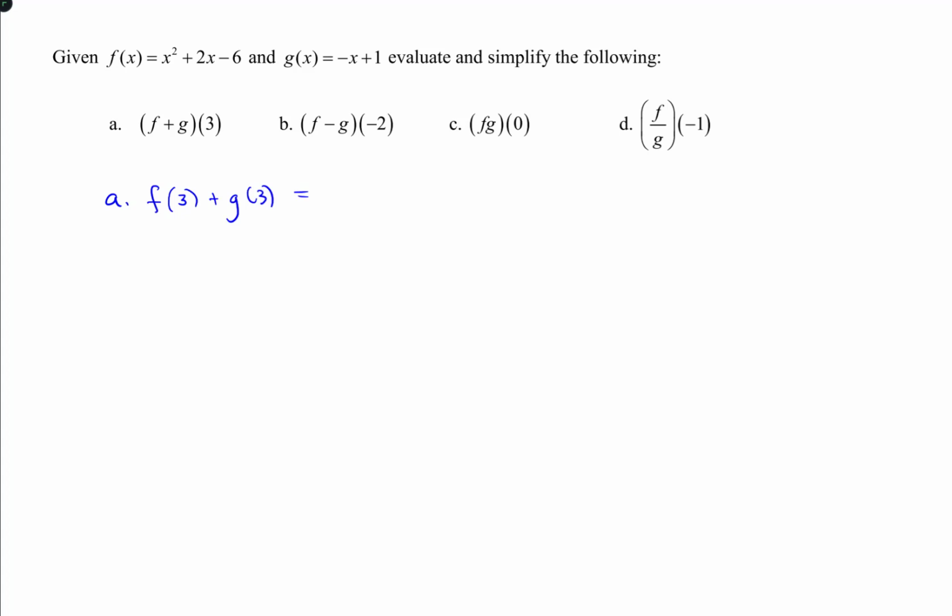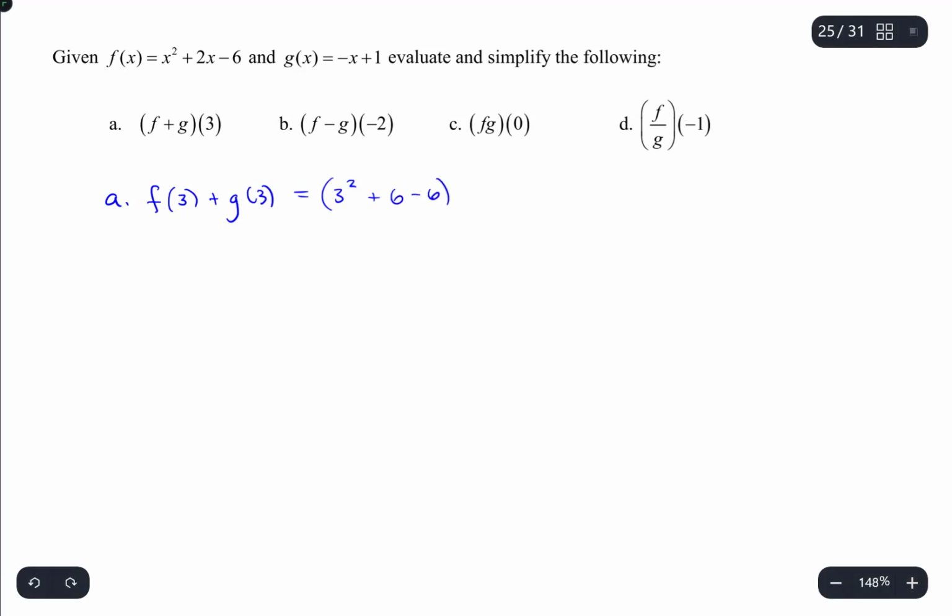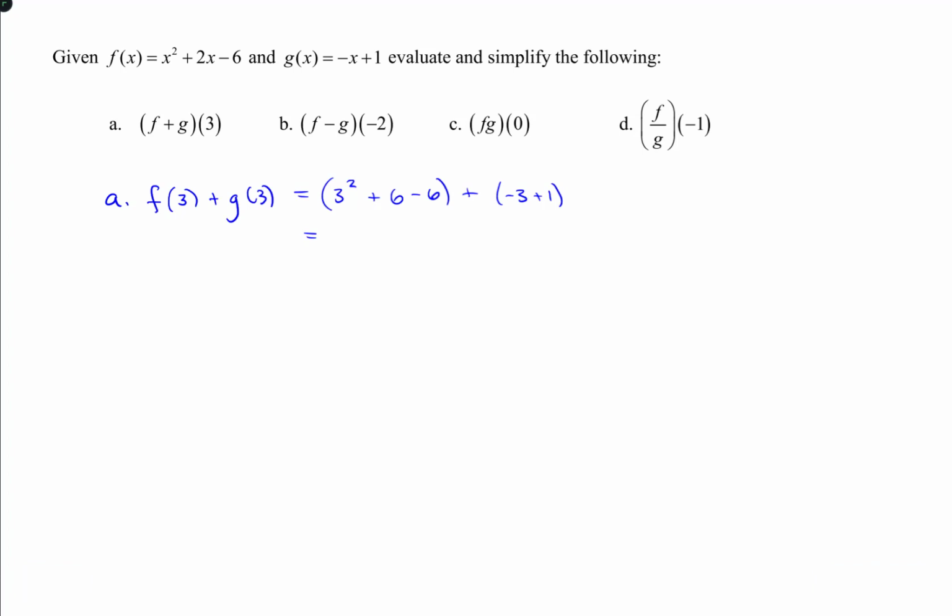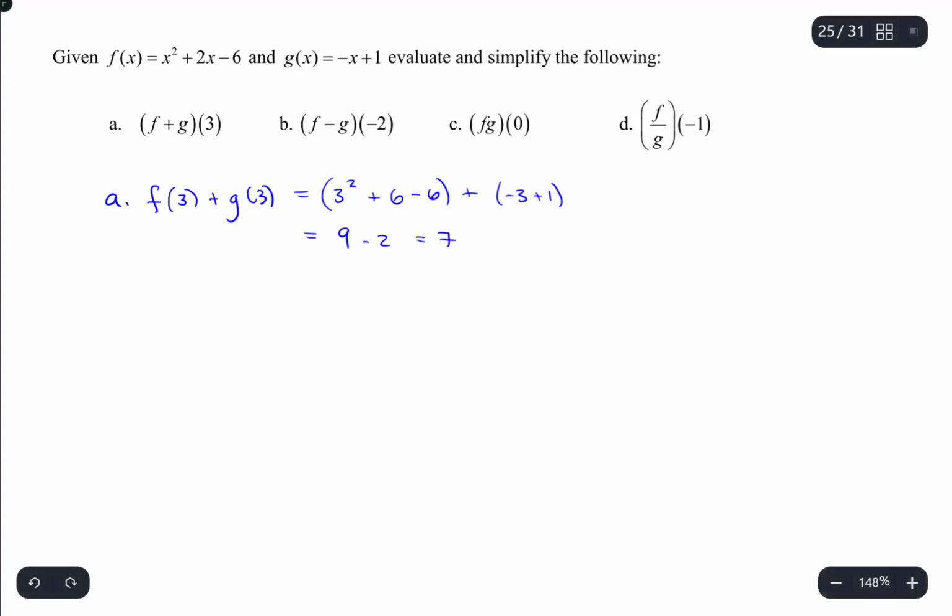So for part A, we have f of 3, which would be 3 squared plus 2 times 3, which is 6, and then minus 6, and then plus g of 3, which would be negative 3 plus 1. So this becomes 9. Those actually cancel out to 0, so that's just 9. Negative 3 plus 1 is negative 2, so this would result in 7. So that's one way of evaluating, just split them up.